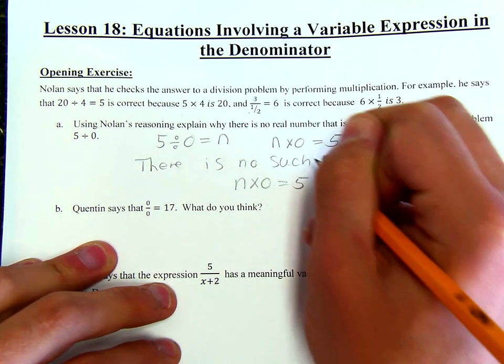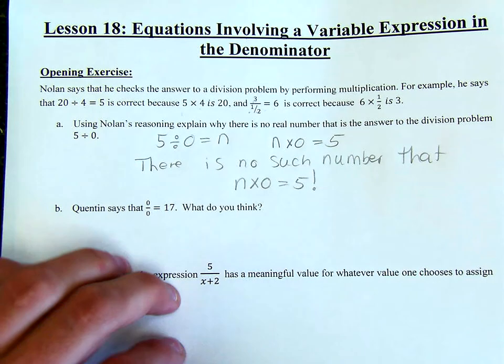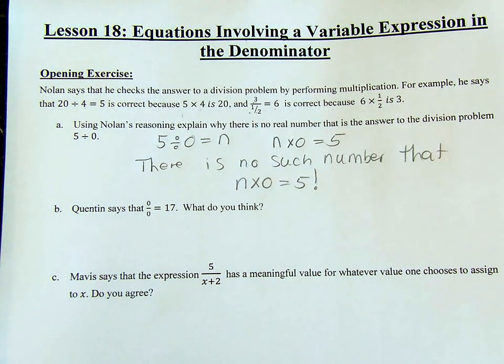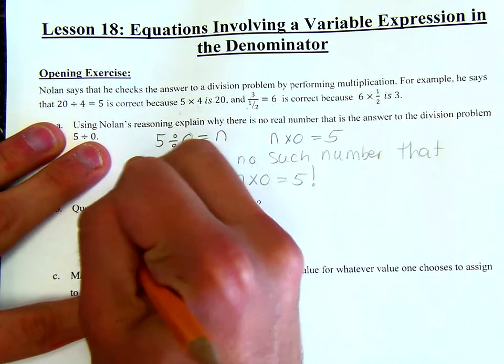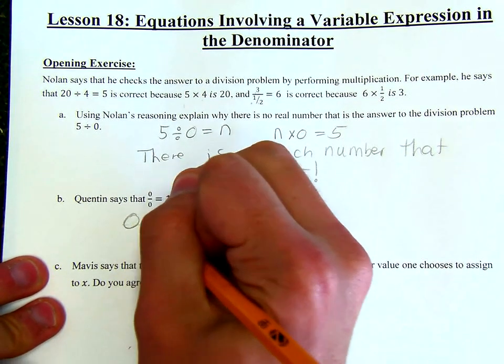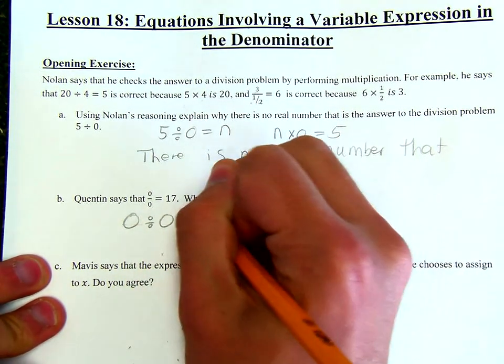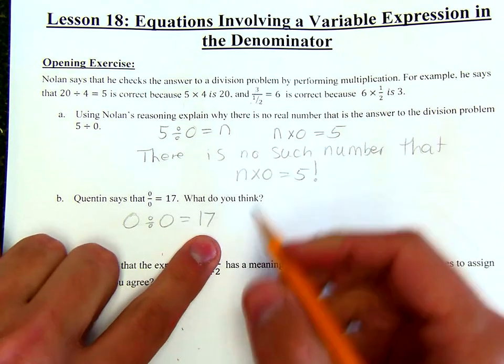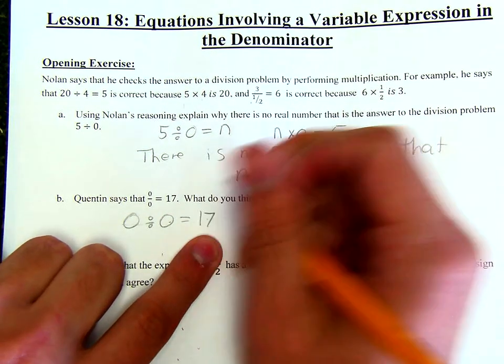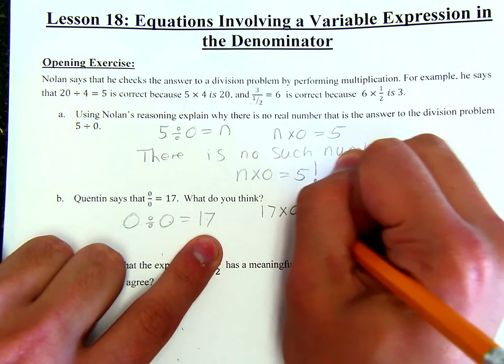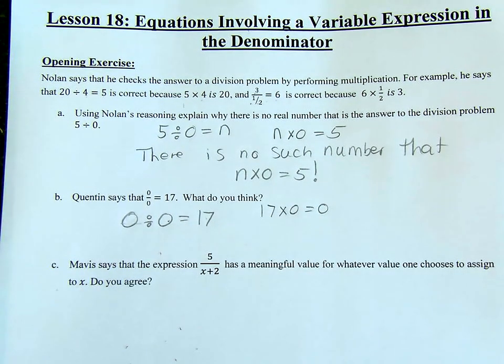Okay? So now looking at this, Quentin says that 0 divided by 0 is equal to 17. What do we think? Well, if we do 0 divided by 0, so we'll have 0 divided by 0 is equal to 17. Well, with Nolan, the way that he explains it is that you have to do 17 times 0 is equal to 0. And while that is true, okay, that 17 times 0 is 0, we can't use this because we should always know here that you can never divide by 0.